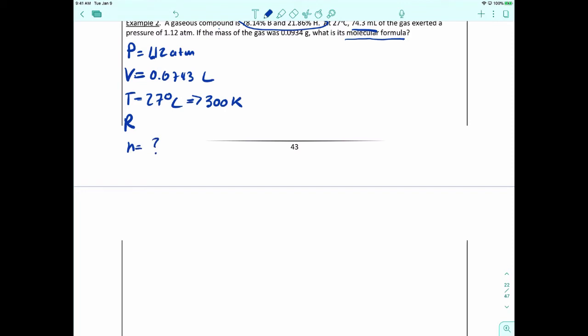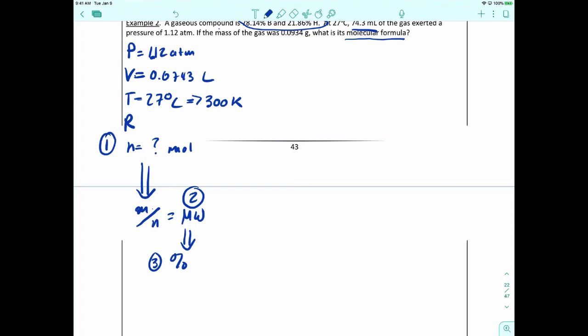Okay, so here's what we're going to do. We're going to solve the ideal gas law for N. We're going to get the number of moles, and then once we figure that out, since we know the mass, we'll divide it by the number of moles, and that's going to give you the molecular weight. And then that's when we can apply all the percentages to that and help us get the molecular formula. So it's going to be a 3-step process. The first step, we figure out N. Second step, we get the molecular weight. And then the third step, we apply the percentages and get the molecular formula.